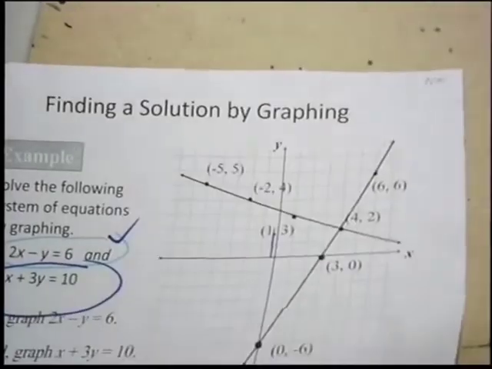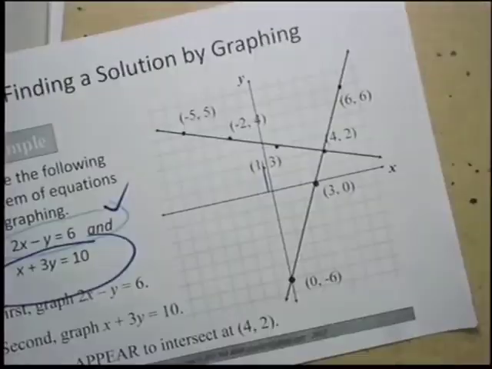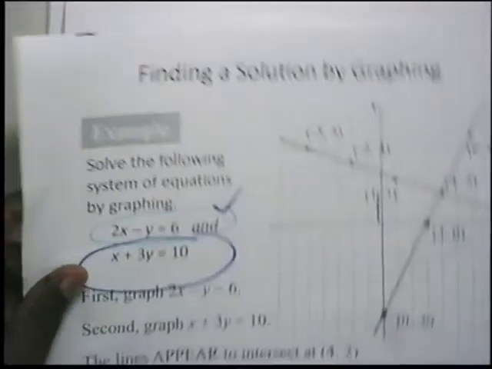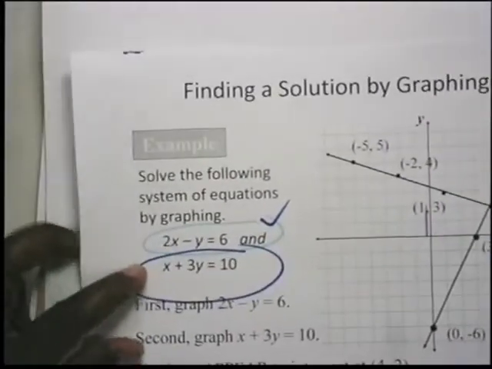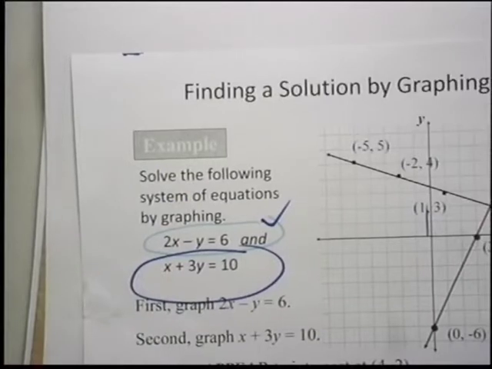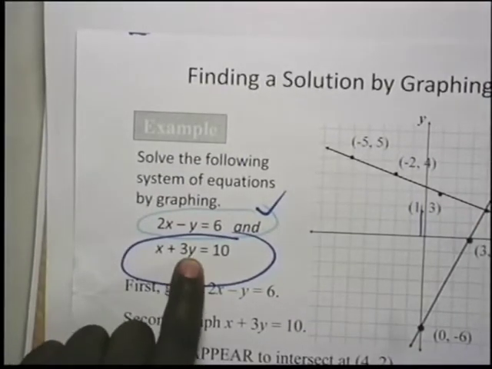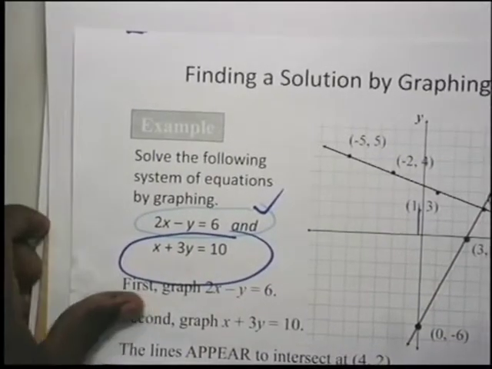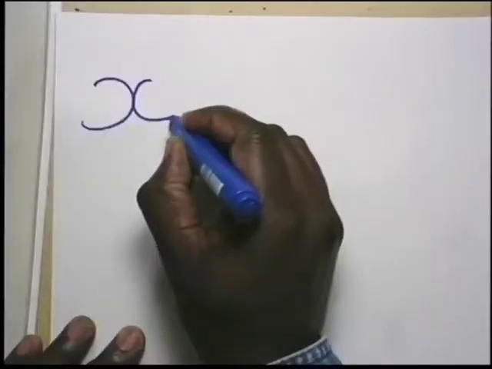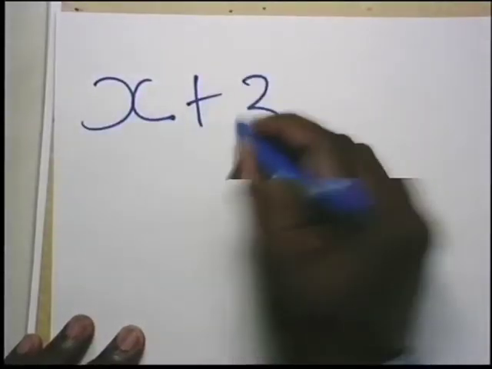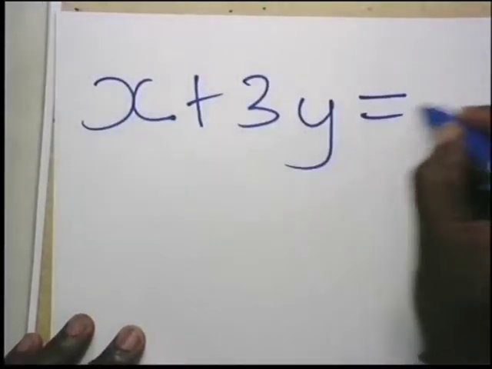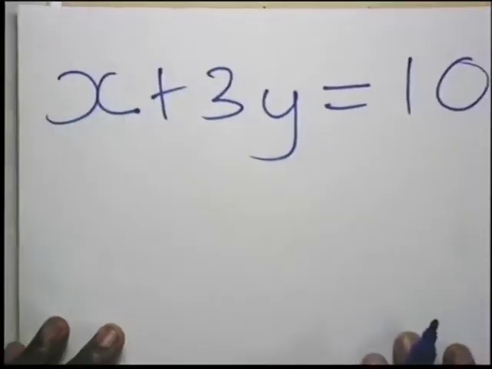And already you can see a challenge that will happen if we take x to be our 0, because we'll remain with the 3y, and our 3 will not go into 10 without leaving a remainder. So I prefer making y the 0. Okay, what happens if we do that? If I rewrite it here, it's x plus 3y is equal to 10.